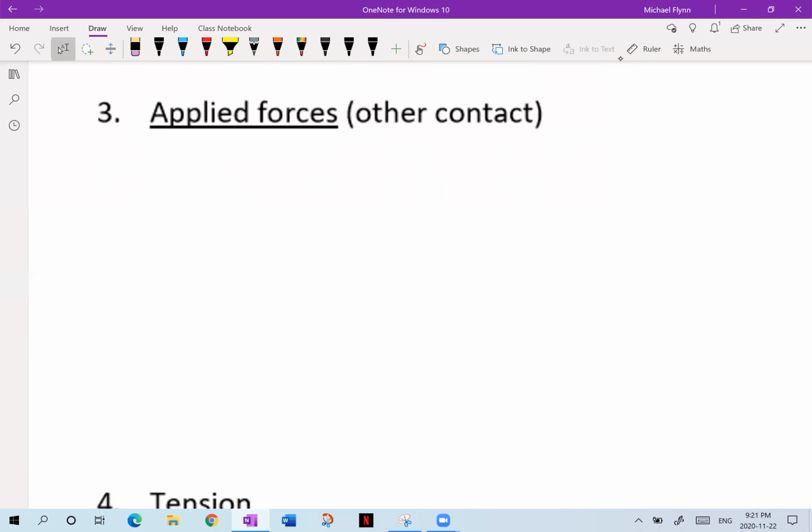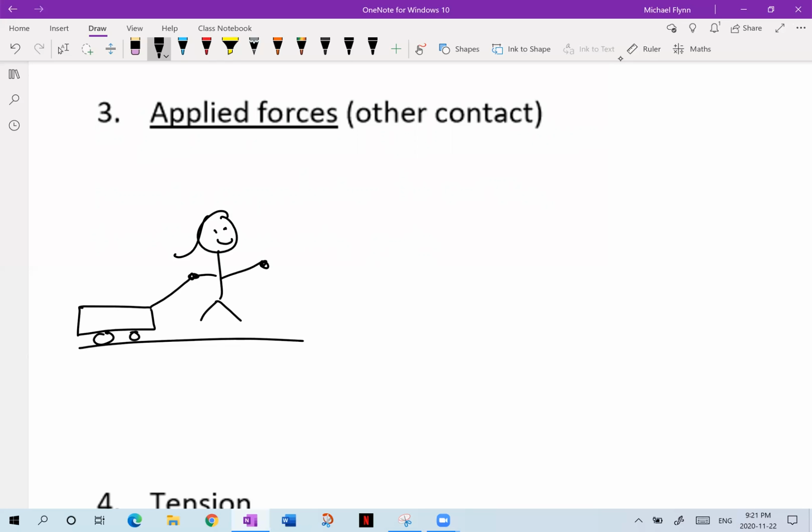Now, applied forces. Applied forces are other types of contact forces. They can be pushes or pulls. So, for example, you have a person, let's say it's Muriel here, and she is pulling her cart full of goodies in this direction. Let's treat the cart like here's the goodies in here, who knows what they are, just bring them to the class.